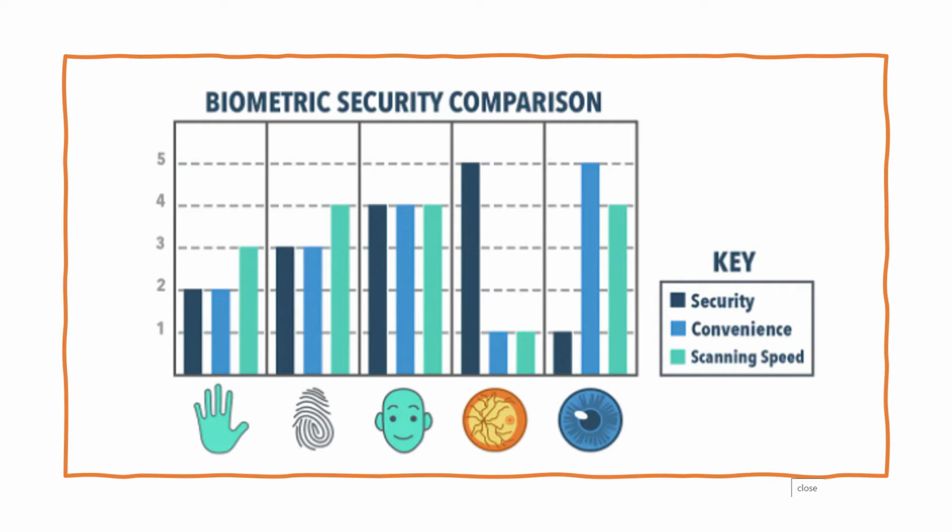Convenience means it should be handled easily. It should not create complexity or be troublesome for its usage. The scanning speed is also known as computational speed. It should be fast enough. It should not waste time.